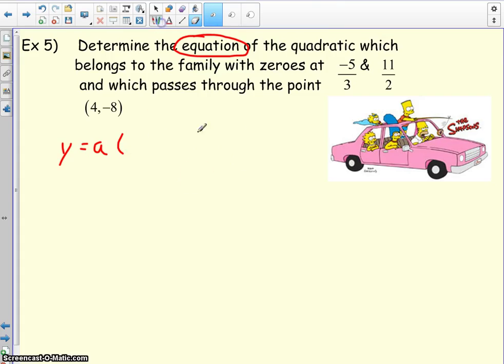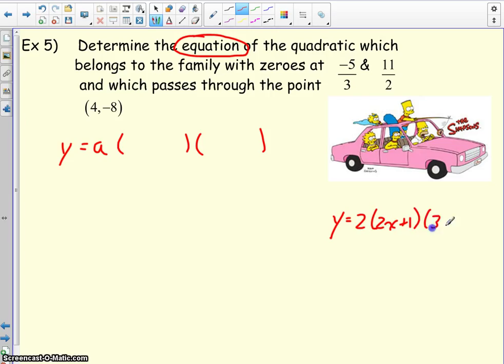So to think about how we're going to get these factors instead, I just want to give you a side example over here. Let's say I gave you y equals 2 bracket 2x plus 1 and then 3x minus 4. If you want to find your x-intercepts, what you first do is take each of your factors and set them equal to 0. So you get 2x plus 1 equals 0 and 3x minus 4 equals 0, and solve each of these equations for x.